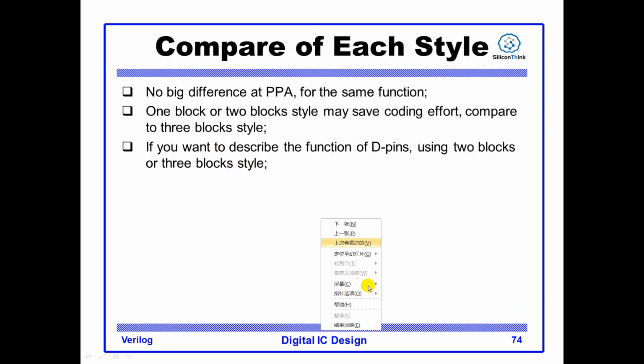Okay, let's do a simple comparison of them. Actually, there is no big difference between the 3 coding styles, so you can choose as you wish. Which one is simple and easy to implement? Which one is easy to code? Just choose that one. And with the 1 block and 2 blocks coding styles, you save coding effort. That is, you can write fewer lines to code them.